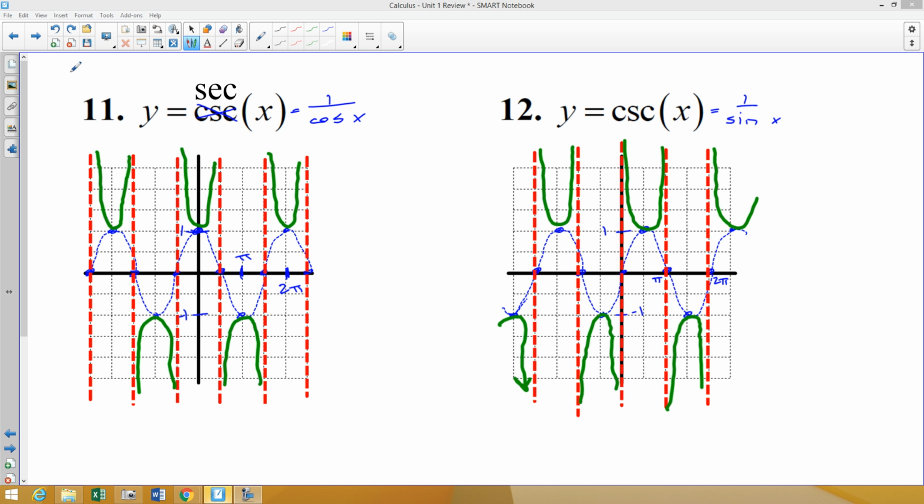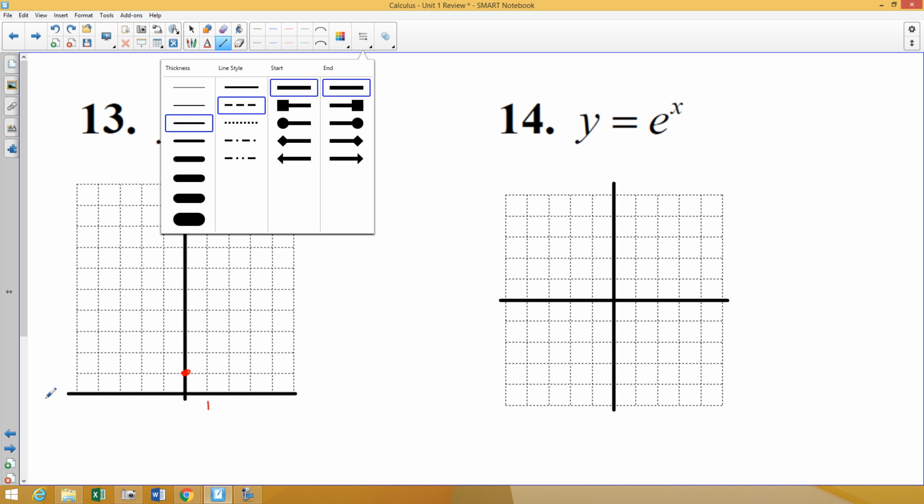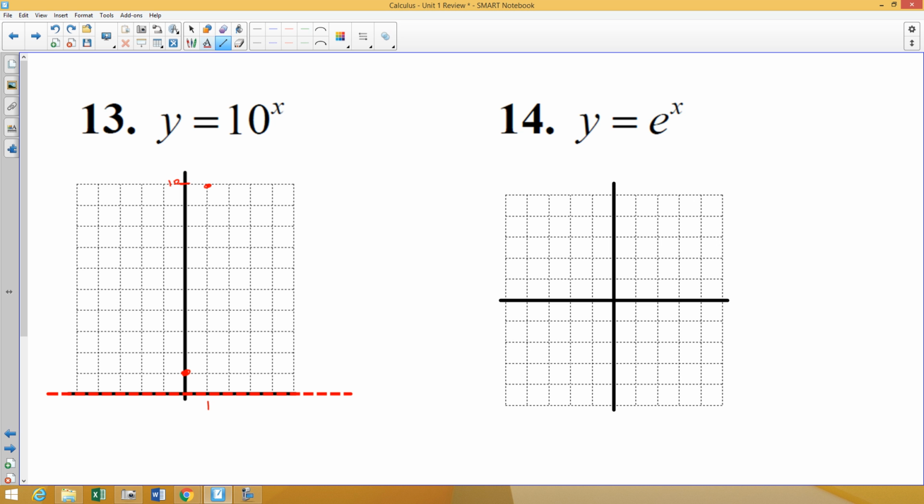Those are probably going to be the most involved ones of all the functions I want you to graph. 10 to the x is not too bad, so you can just plug in values. Anything to the 0 power is 1. 10 to the first power is 10, which is way up here. And then there is a horizontal asymptote on the x-axis. So the line y equals 0 is a horizontal asymptote. And then I will come up this way, starts following that, and then it takes off in a hurry going up. So it's going to look something like that.